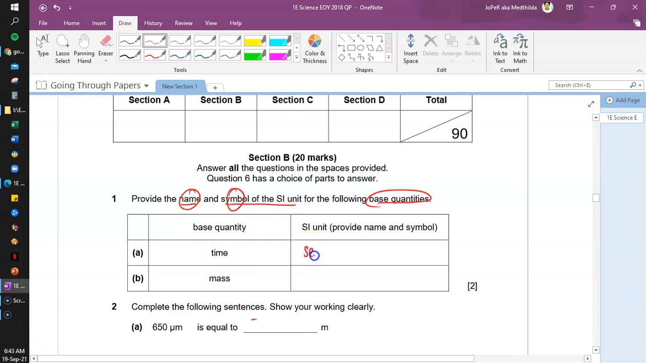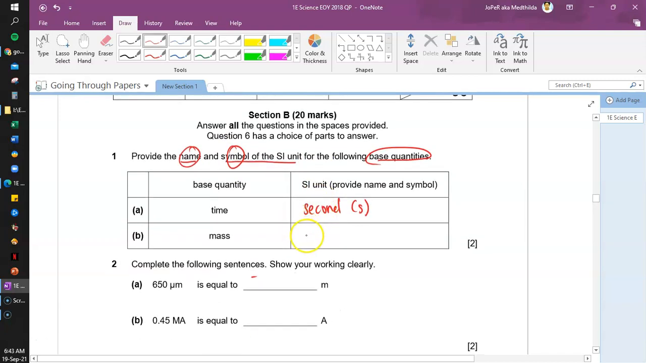So for time, the SI unit is second. The symbol is actually s. For mass, most people are mistaken that it's gram, but actually it's kilogram. And hence the symbol is kg.